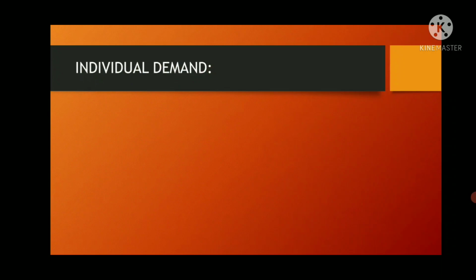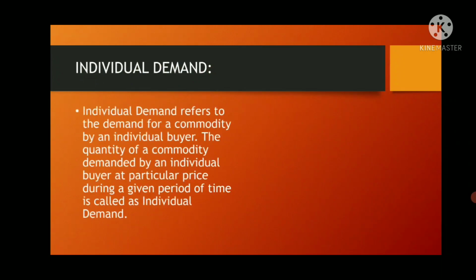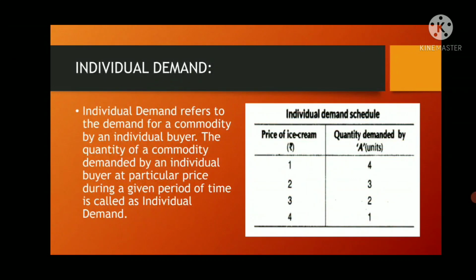Now let us try to understand individual demand. What is exactly individual demand? Individual demand refers to the demand for a commodity by an individual buyer. The quantity of a commodity demanded by an individual buyer at a particular price during a given period of time is called individual demand. When one single consumer, one single buyer, demands a particular thing, the demand of that one single buyer is called individual demand.